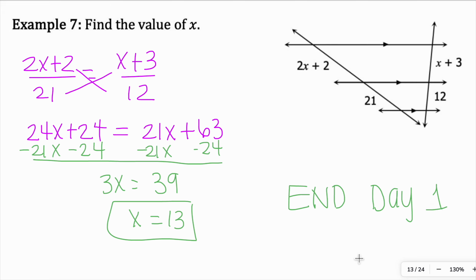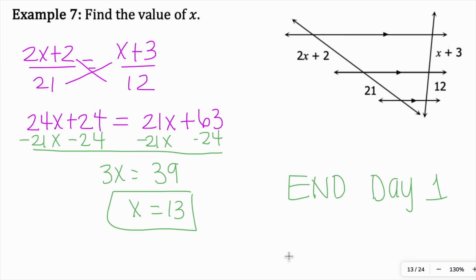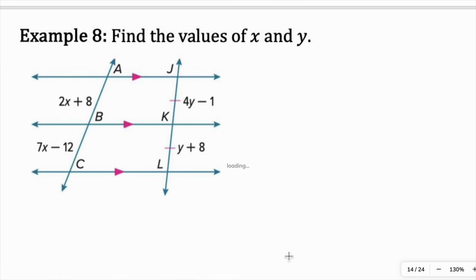So if you're doing the first worksheet, this is all that's going to be on the worksheet. Let's go ahead and keep going though to see what happens for day 2. Okay? Day 2, we're going to see a little bit more interesting things. So start day 2 here.